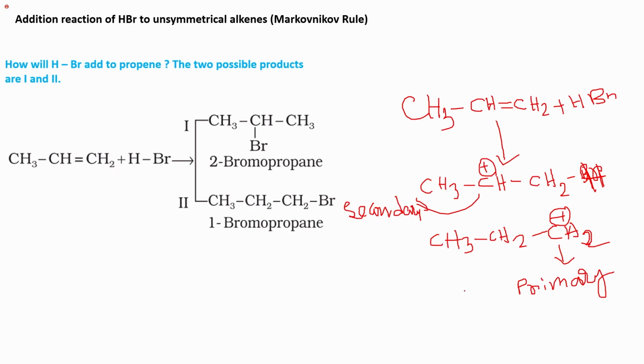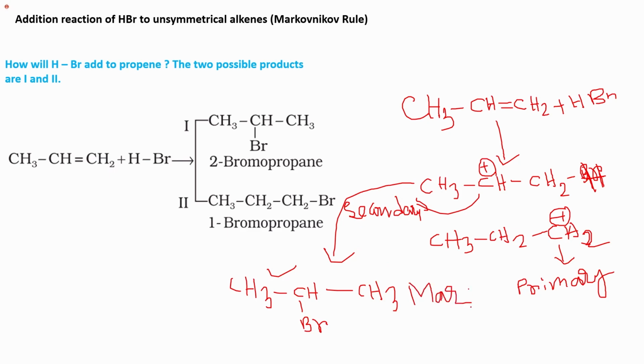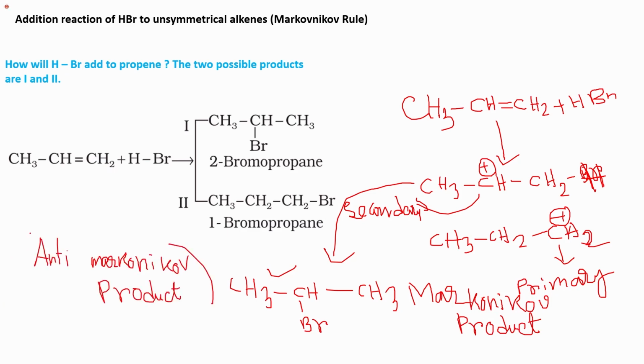So obviously, from here, if the addition of bromine happens, what will it generate? CH3, CHBr, and then CH3. So you will get this product only, not this product. If hydrogen peroxide is present, then it will follow the anti-Markovnikov rule. So one is the Markovnikov product, and another one is the anti-Markovnikov product.